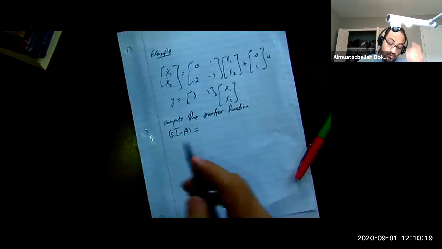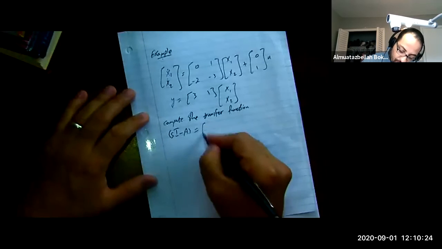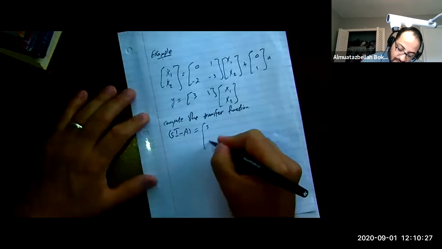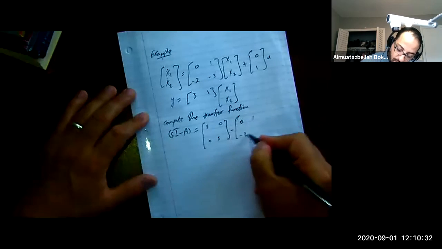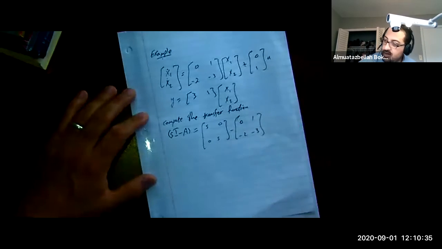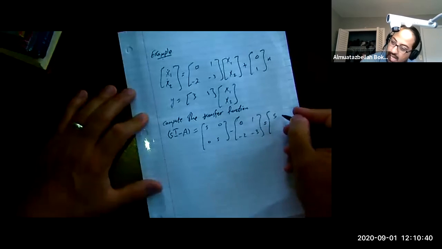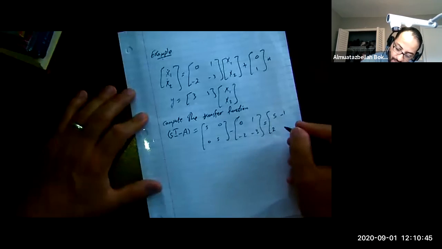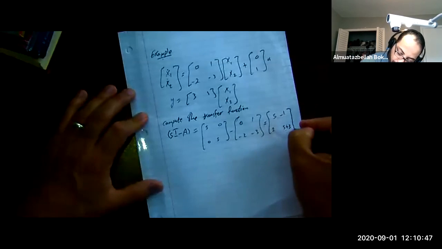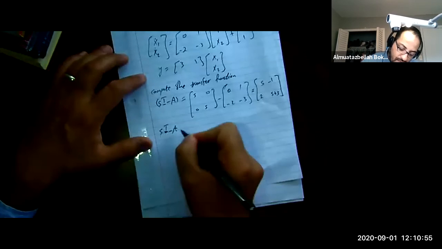So sI is s and s, right? I'm going to write it just for you. We have [s, 0; 0, s], that's sI, minus A, which is [0, 1; -2, -3]. If you do that, you will end up with [s, -1; 2, s+3]. And take the inverse now of that, so we have (sI minus A) inverse.